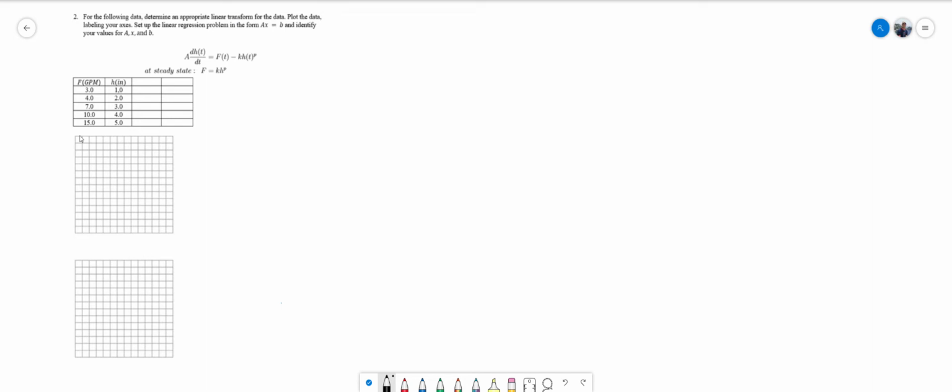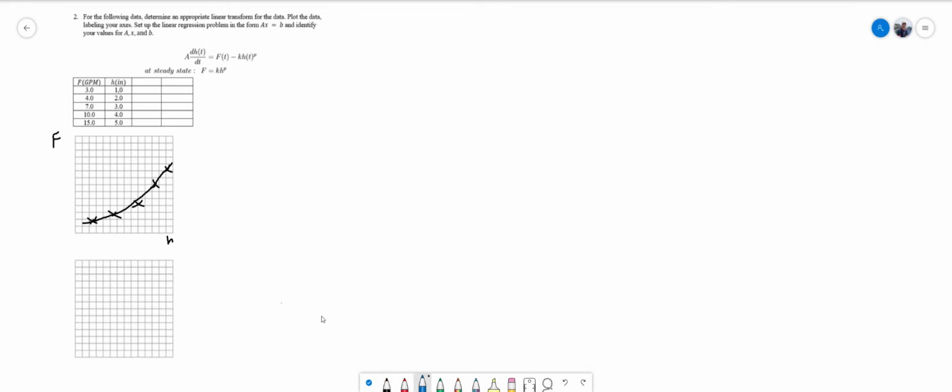So first thing you should do is just plot this data onto your graph. And if I plot this data as f versus the height, I'll end up with some data points that are going to look something like this, where I see nonlinear data. So that's the first thing I want you to do: just straight plot these two columns onto the graph to see the nonlinear form of the data.